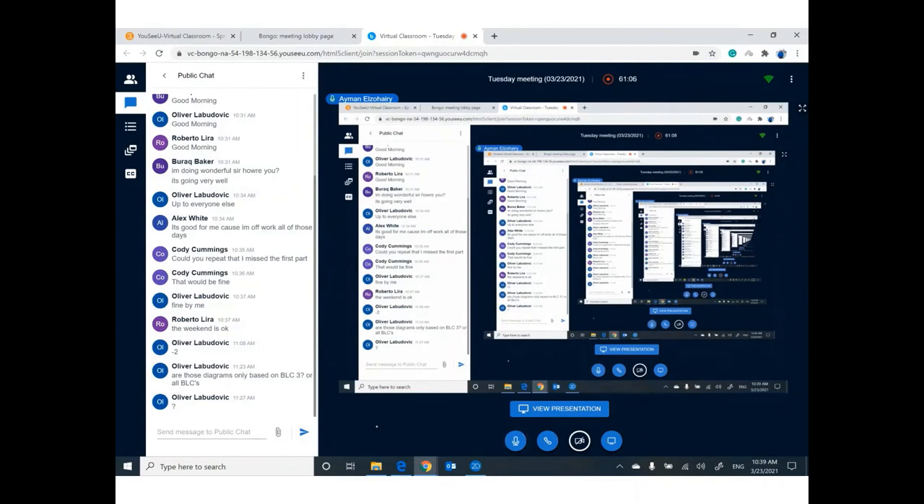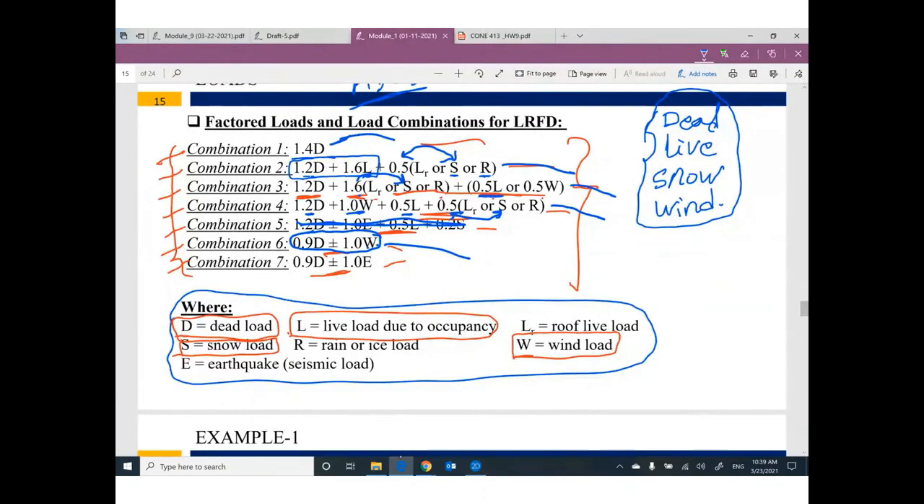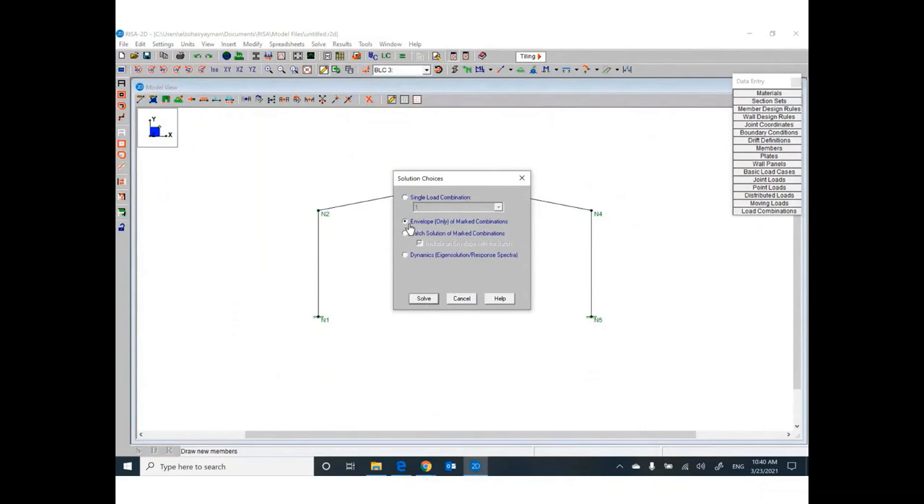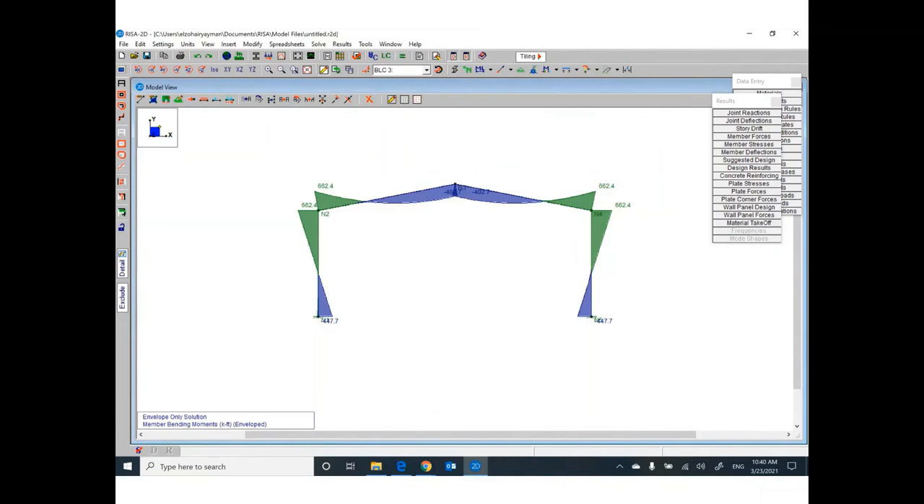Are those diagrams only based on one combination? No. Do you remember when I started to solve? I started here, envelope. Envelope means RISA will solve for each combination and give me the final maximum combination. Just one more time. We have many combinations. Combo number one, number two, number three, number four, and number five. Which one am I going to use to design? The maximum one, the one that gives me the maximum value. So once you select here envelope and solve, then RISA will give you the maximum value. Does that make sense?